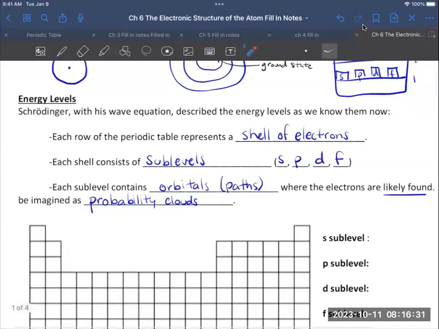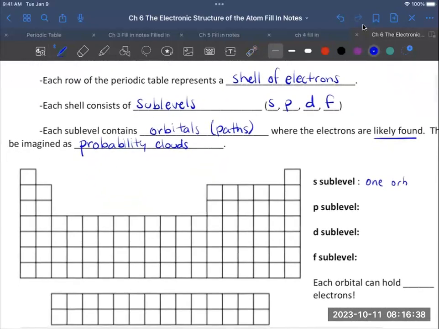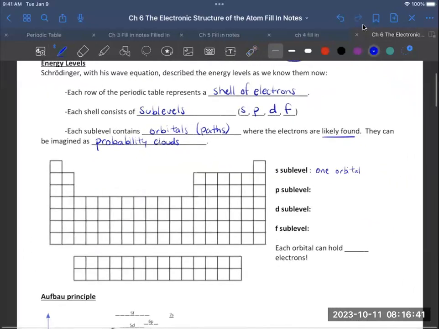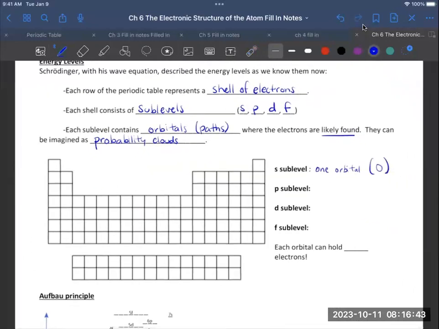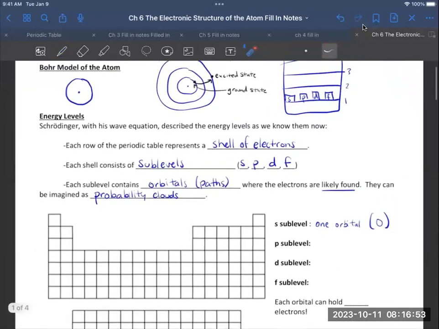So the S sublevel only has one orbital. And it is a spherical shape. So it's shaped like a sphere. Okay, that's like if you had this hotel idea, right? The standard room is just one room. Okay, meanwhile, the premium room is actually a suite of 3 rooms. There are 3 orbitals. So there are 3 different paths an electron can take in the p orbital, okay, or the p sublevel.